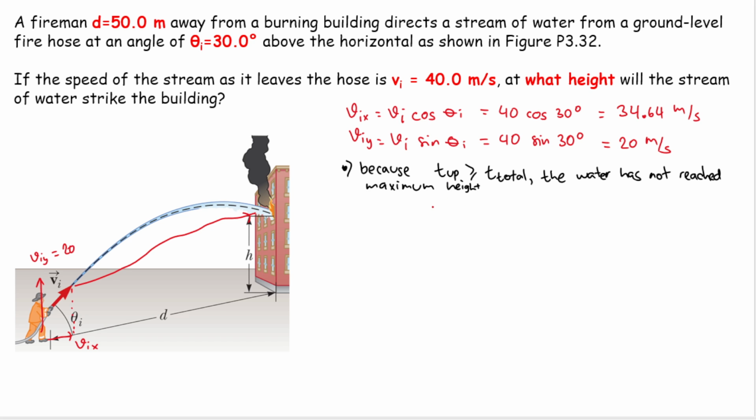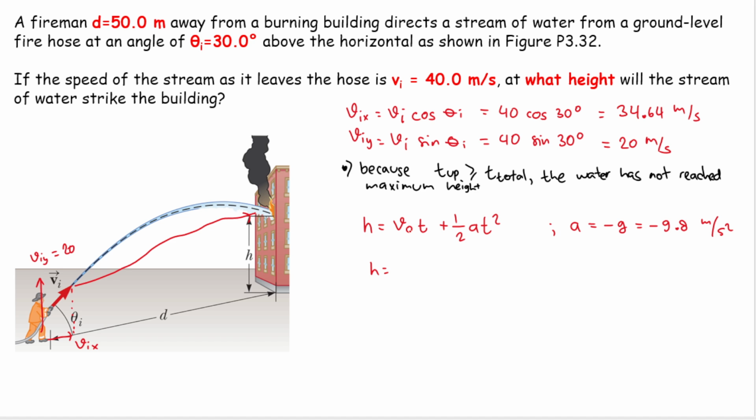Now because it has not reached the maximum height yet, we can use this formula for the height. So we will have the initial velocity, Vo t, plus 1/2 multiplied by the acceleration, multiplied by t squared. We still have the acceleration, because the water is still going up, which is minus g, or minus 9.8 meter over second squared.